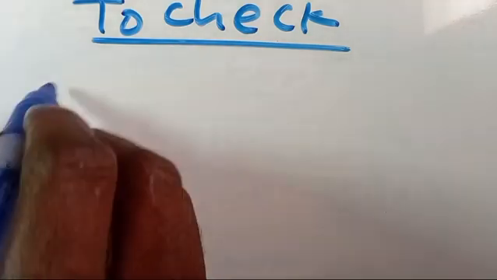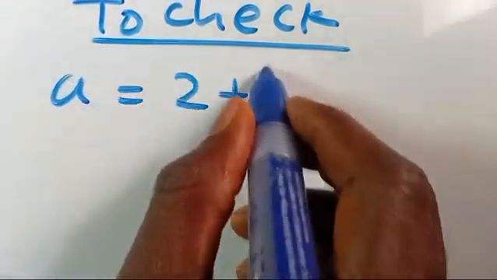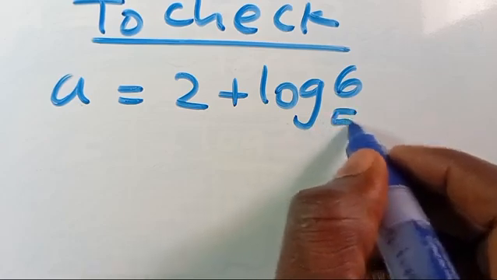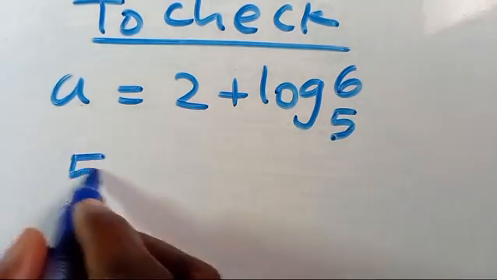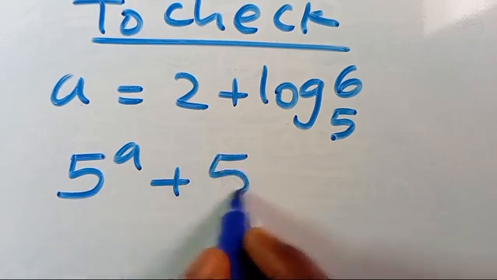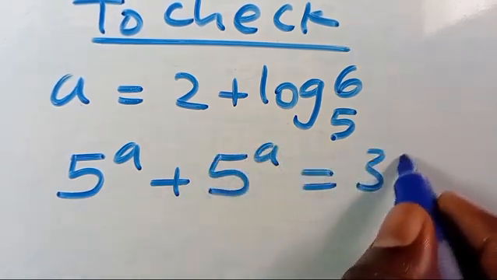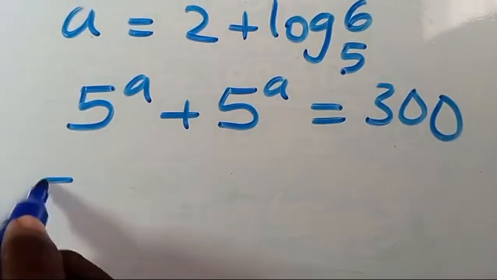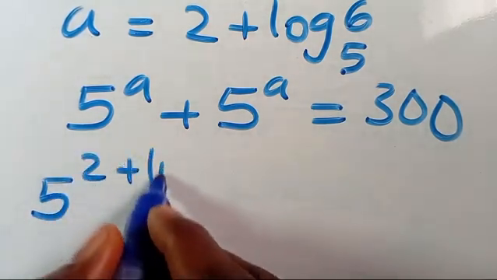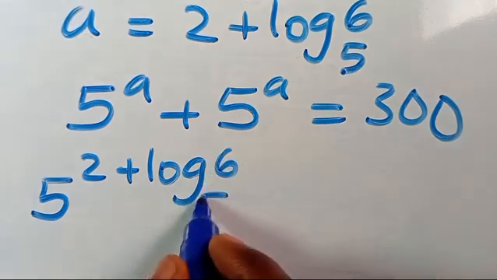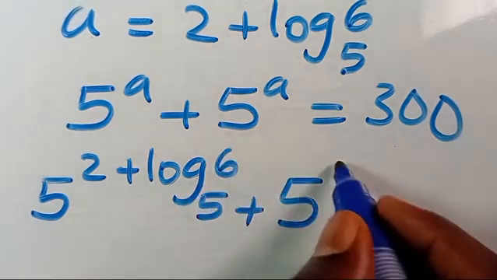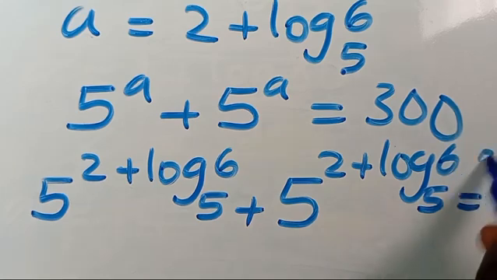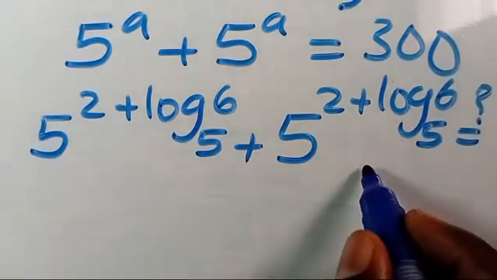So to check, we have a equals 2 plus log 6 in base 5. Then we have 5 to the power of a plus 5 to the power of a equals 300. So from here, definitely we are going to have 5 to the power of 2 plus log 6 in base 5, plus 5 to the power of 2 plus log 6 in base 5. Then it's going to give us 300.